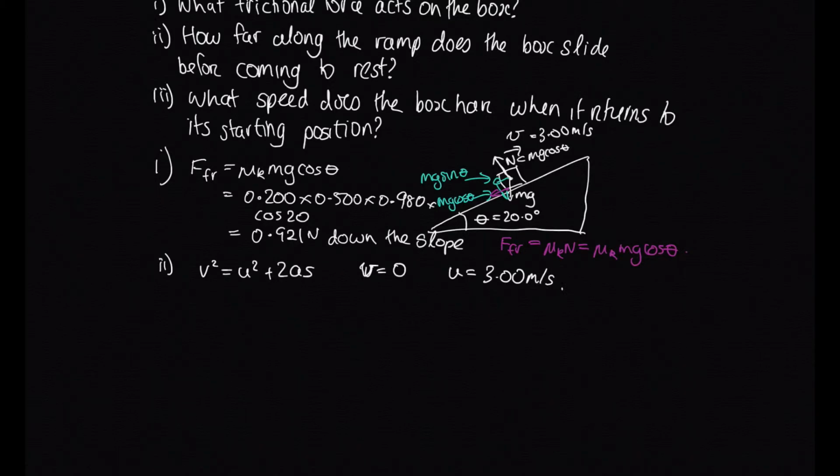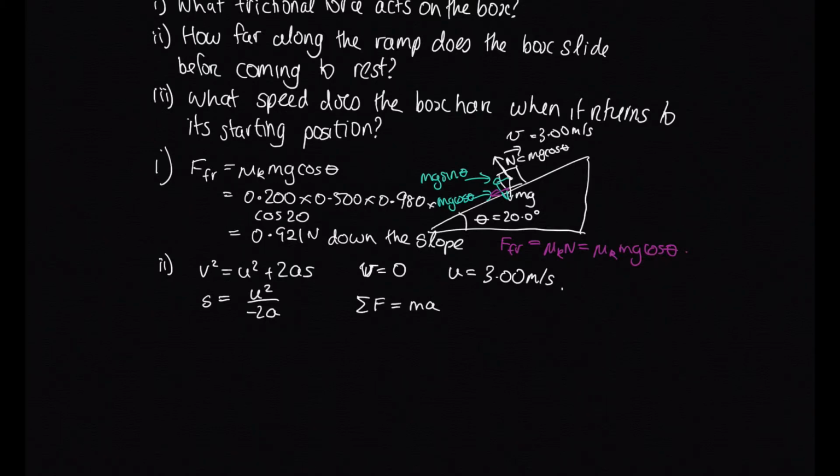And so we can rearrange this, and we have the distance it goes is equal to u squared over minus 2a. So what we need in order to solve this is to calculate the acceleration. In order to calculate the acceleration, we can use Newton's second law, which tells us that the sum of the forces is equal to ma.